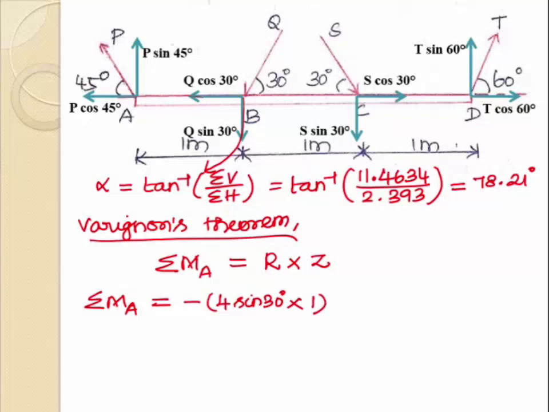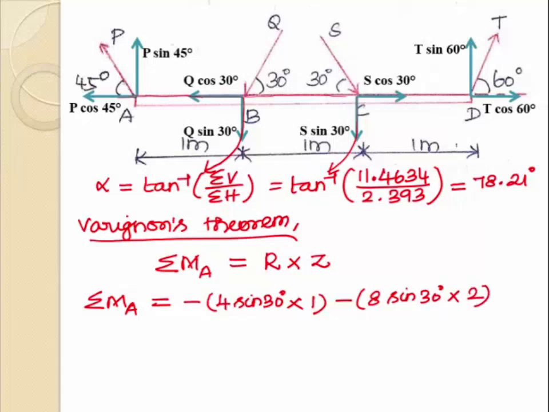So next at point C, S cos 30 force is acting along the horizontal axis. So S cos 30 force is passing through the point A. So there will be no moment about point A due to the force S cos 30. And the force S sin 30 is creating clockwise moment about point A. So the sign is minus S sin 30, that is 8 sin 30 into the distance between the force S sin 30 and point A is 2 meter.